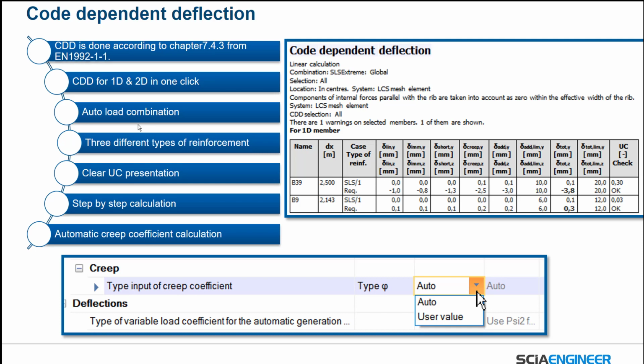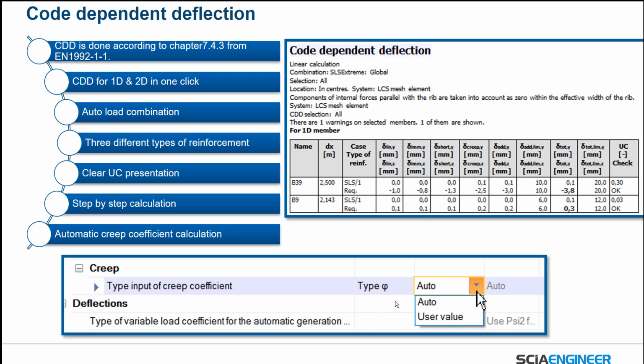You can use 3 different types of reinforcement for the calculation of the long-term deflection, and of course the unity check will be available to guide you if everything is fine or not. From this table, I'm trying to show you how SCIA calculates the step-by-step deformation: immediate, linear, and short-term deflection, creep, additional. All this information will be available inside the brief output of the CDD calculation.